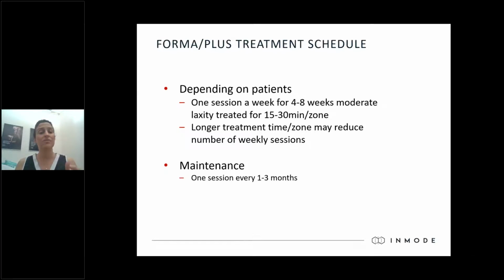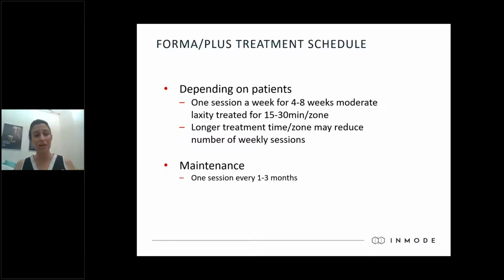And then instead of 6 sessions, you can see them every 2 weeks or every 3 weeks, but just for 3 or 4 sessions. So it's a give and take. With regards to maintenance, again, depending on the age of your patient, their lifestyle and needs, and what the indication was, after finishing that initial series of treatments, we can provide maintenance treatment once every 1 to 3 months, depending on the needs.